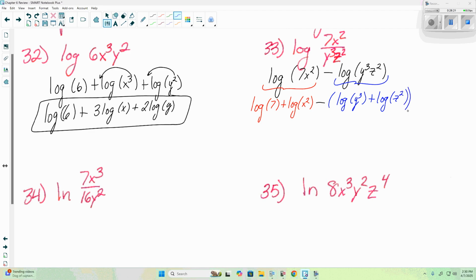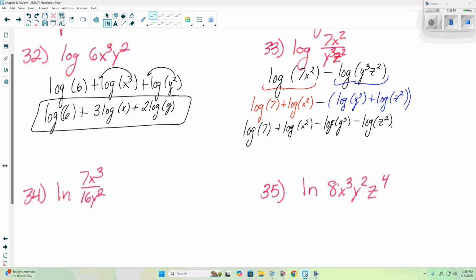Because if we just had log of y cubed z squared, it would be log of y cubed plus log of z squared. But they're both in the bottom of the fraction. They're both a part of that quotient. That negative has to go to both terms, telling us that we have log of 7 plus log of x squared minus our log of y cubed minus our log of z squared. That negative has to be with both.